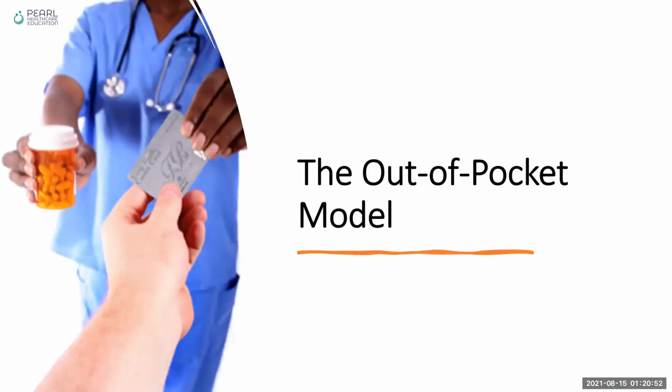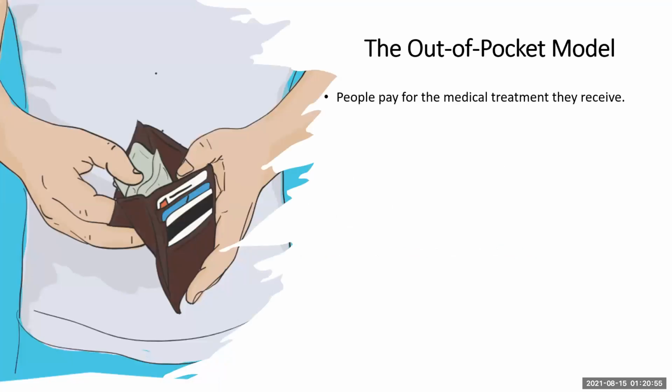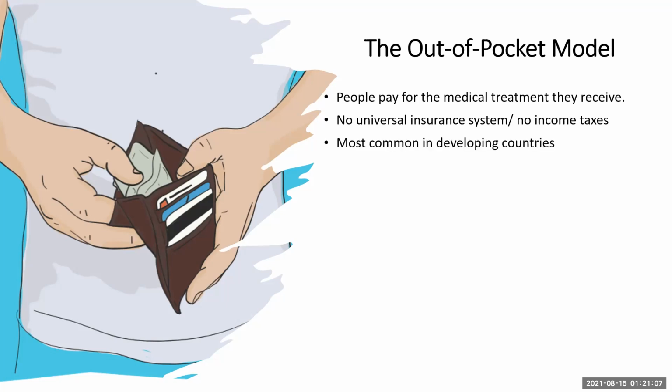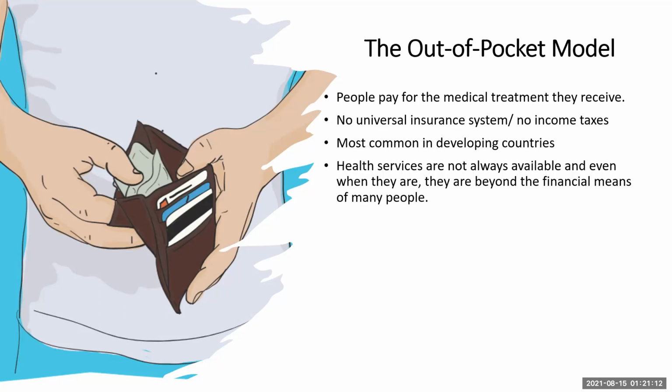Finally, the out-of-pocket model. As the name suggests, in this model, people pay for the medical treatment they receive. There's no universal insurance system or income tax system in the country which funds the healthcare services. It is most common in developing countries. Health services are not always available, and even when they are, they may not be accessible or affordable to people. Examples of countries where this model is used include India, China, Africa, and South America.